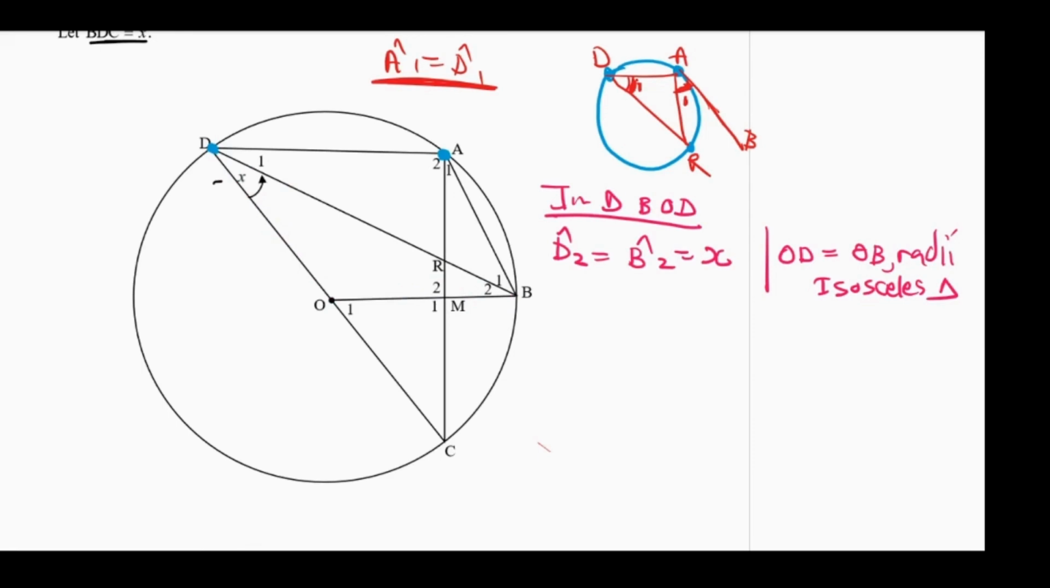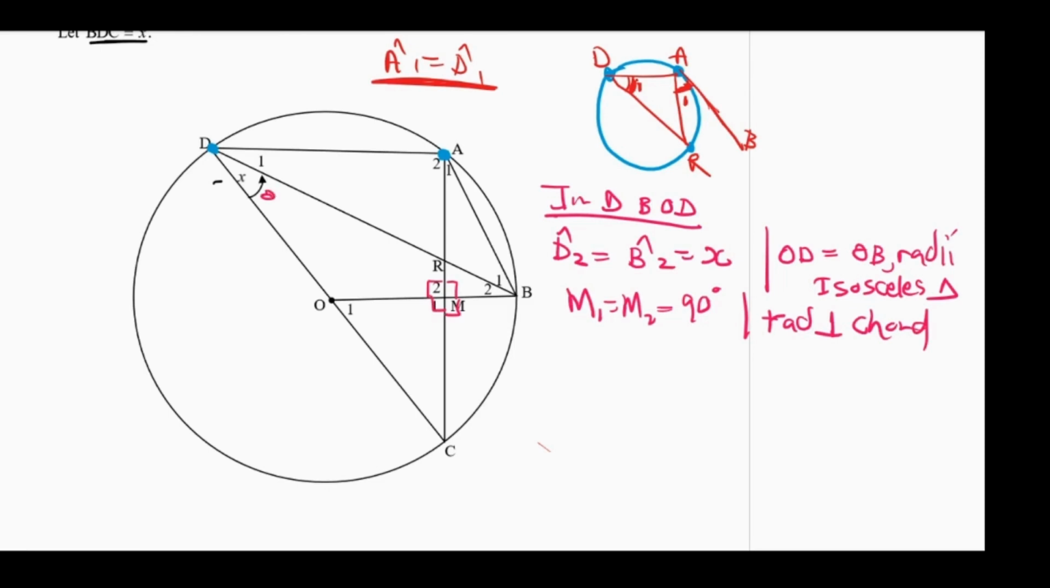So now, what I'm going to do is this. I'm saying M1 equals M2 equals 90 degrees, right? And I said the reason was that the radius is perpendicular to the chord. So hence that is 90 degrees, meaning this is also 90 degrees. So everything here is 90 degrees.